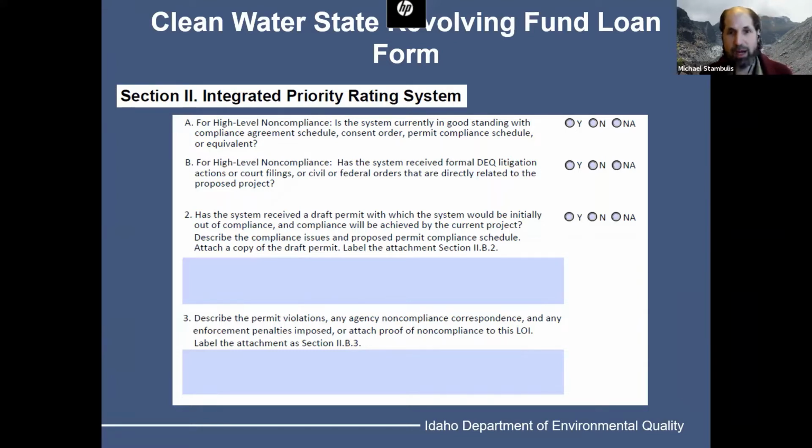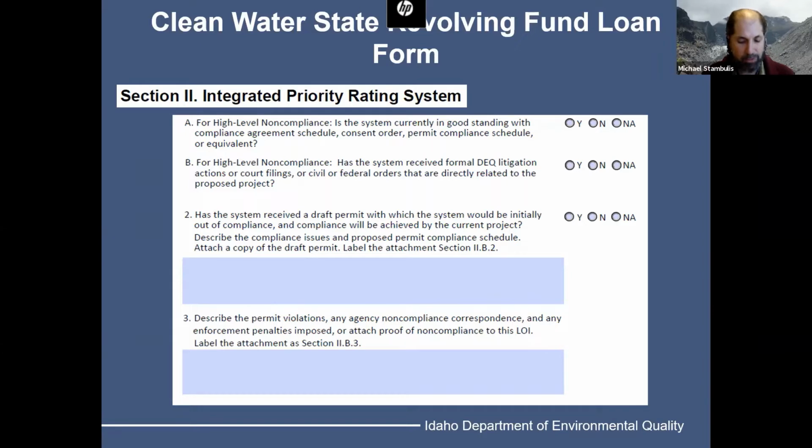So as I mentioned, we are trying to reevaluate how we address non-compliance issues and level the playing field a bit for systems that are largely in compliance. We've added a second question, which evaluates a system's standing with their compliance documents. If you're in good standing, meaning you're meeting the schedule in terms of the order or agreement, you will retain all the points awarded for high-level non-compliance.